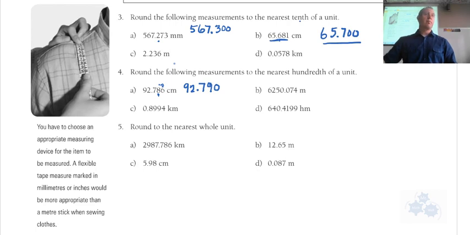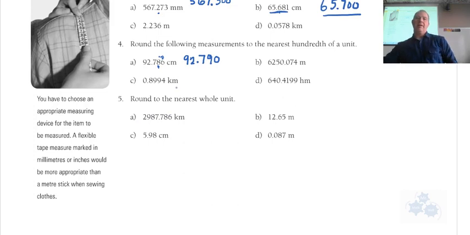If it's 5 or above, we bump the number up. Okay, what about number 5? I'm not going to do any more from that one, but number 5, the nearest whole unit. So that means the nearest kind of ones digit. Okay? So this is 0.786 kilometers. We need to round it to the nearest whole number, basically.